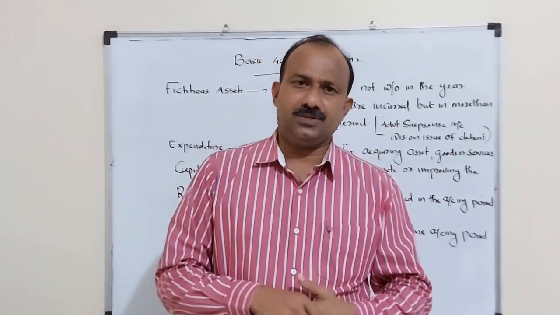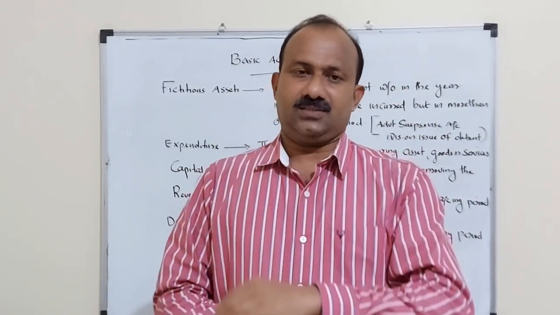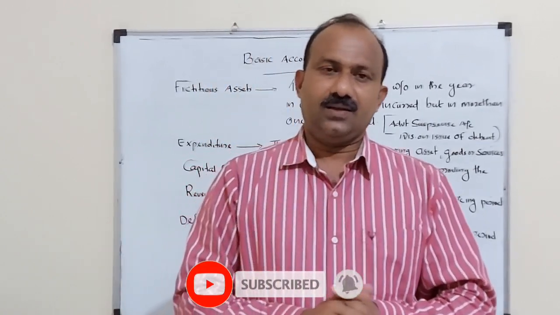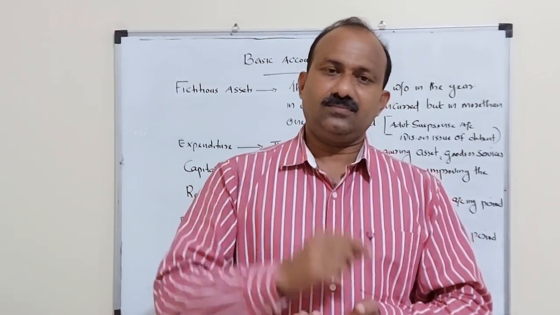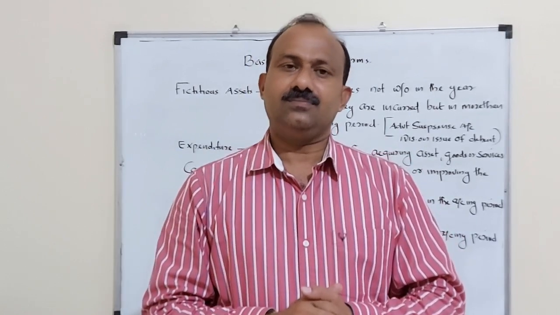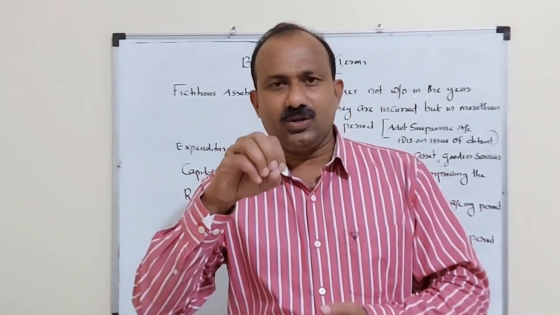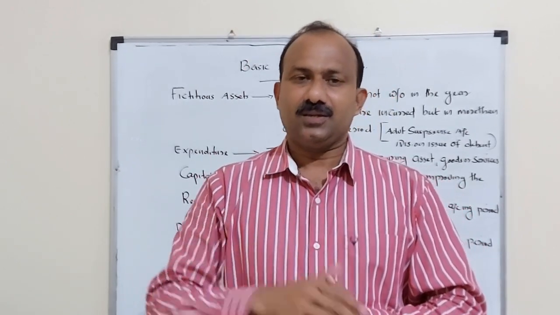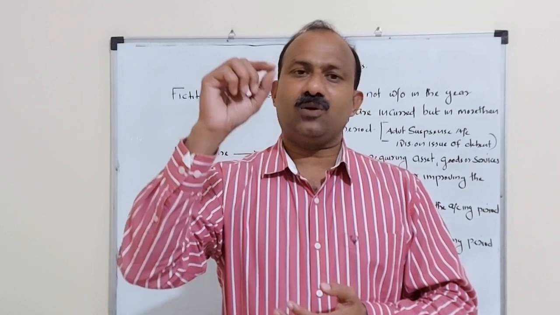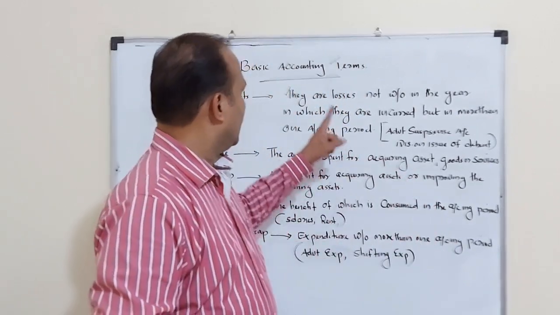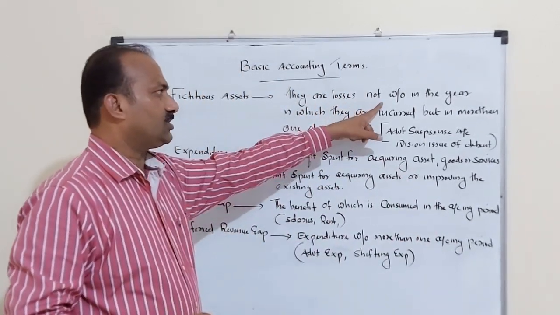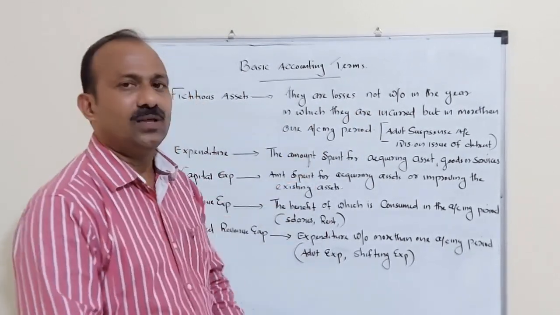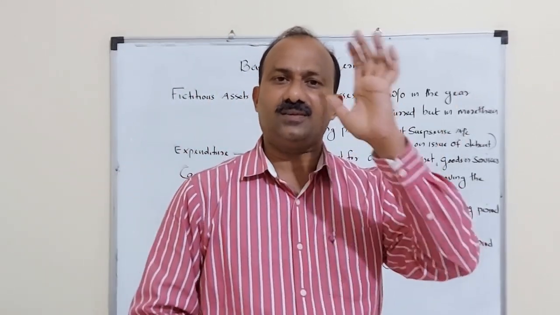One more asset classification is there: fictitious assets. Most students are confused about fictitious assets. Actually, these fictitious assets are the losses which are incurred in a particular period. But these losses we cannot write off in that particular year. That means it depends on a number of years in the future. They are losses not written off in the year in which they are incurred, but over more than one accounting period.